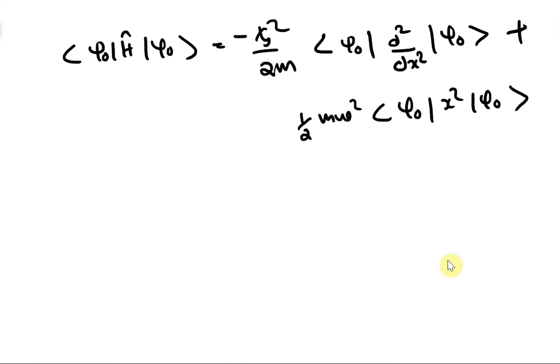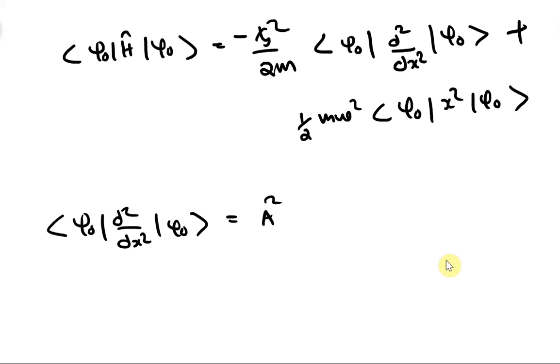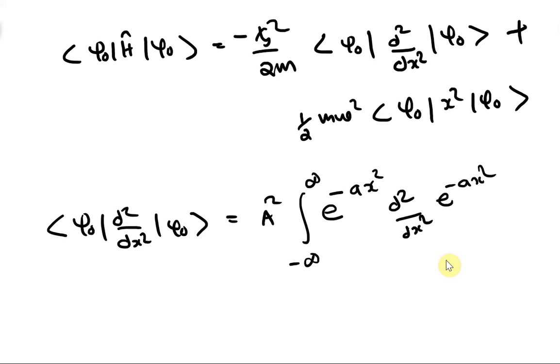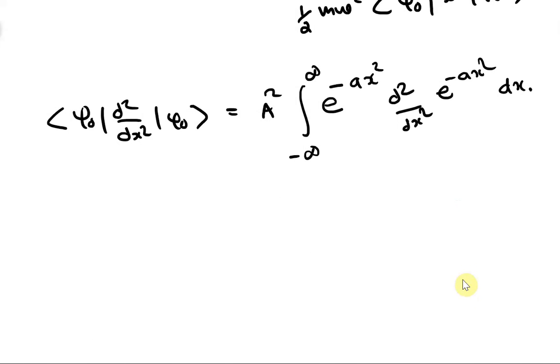So first we will calculate this quantity and substitute later. One by one we will do psi naught dou square by dou x square psi naught. For the time being I am taking psi naught in this form, and later I will substitute the value. Both sides a will be there, which will give you a square in the expression, minus infinity to infinity, psi naught is e raised to minus a x square, dou square by dou x square, e raised to minus a x square dx. So we have to differentiate this e raised to minus a x square here.